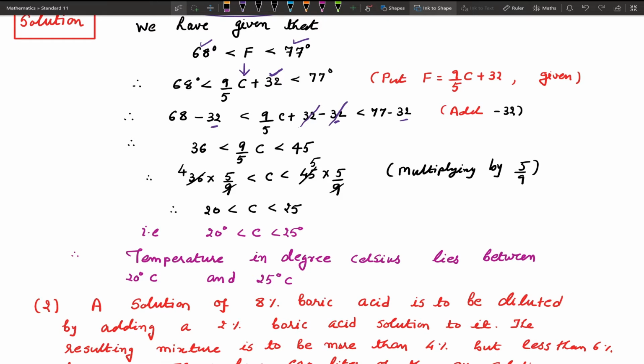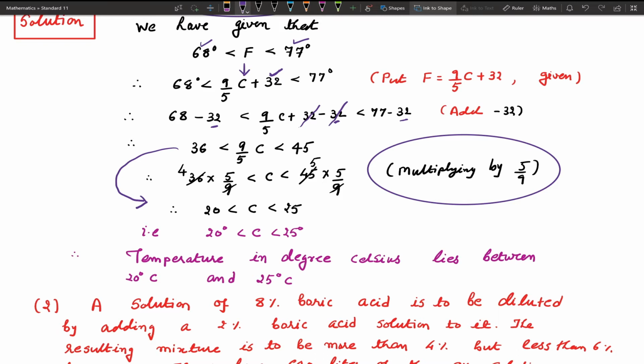Now you multiply throughout by 5 by 9, which is reciprocal of 9 by 5. So when we multiply it throughout by 5 by 9, simplification will be 20 less than C less than 25. From this, throughout the inequality you multiplied by 5 by 9. So 20 less than C less than 25.